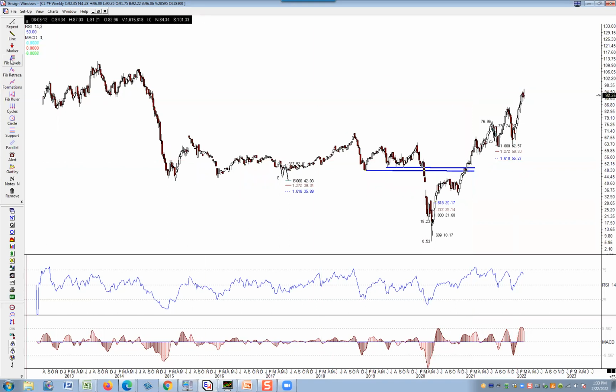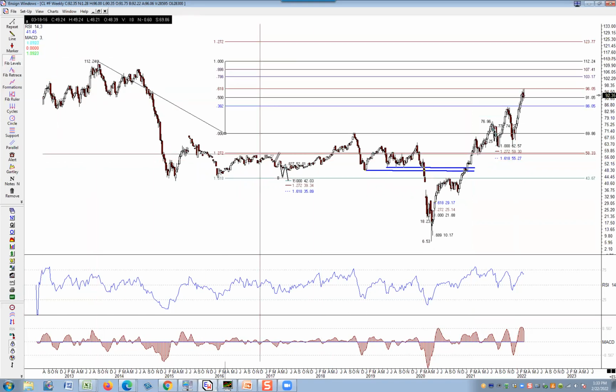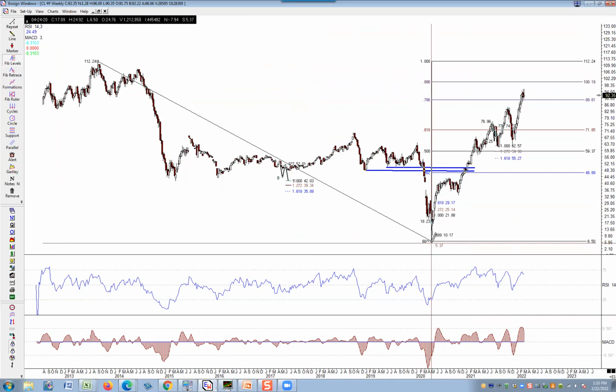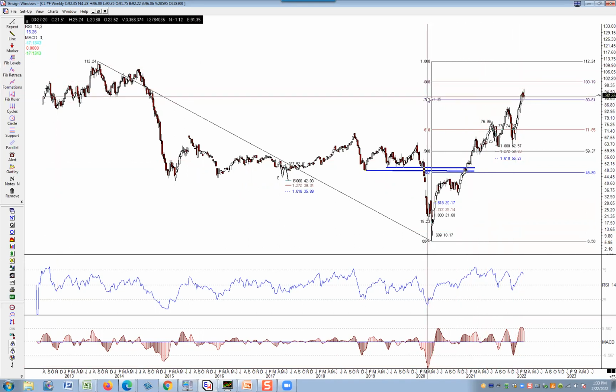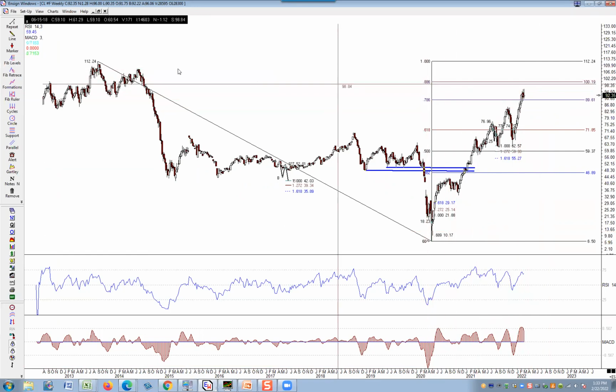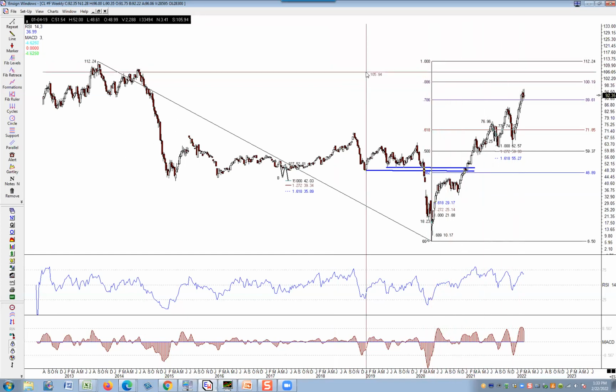Right now, obviously, crude oil is going to be testing some of these areas. We're right into 786, so we're right in between the 786 and 86. I would expect it to pull back some and then probably attempt to get up to that 886. A lot of resistance up here, but if it gets above that 112 area, it can just really run more.